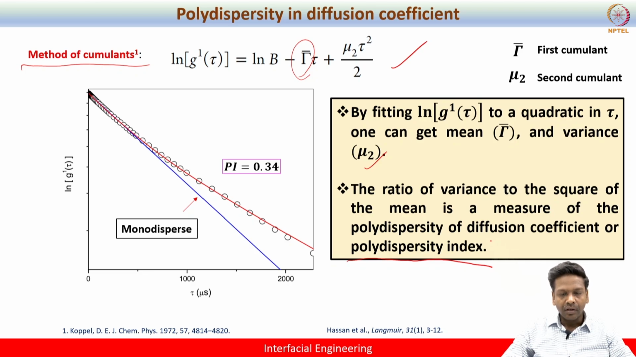So this method of cumulants is useful for us to calculate not just the average decay constant, but also the variance, which is again helpful for us to calculate the polydispersity index using the ratio of the variance to the square of the mean.